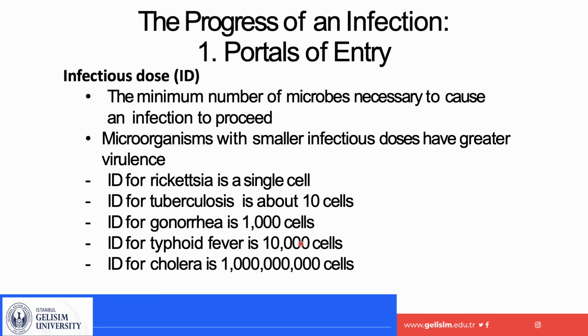So what they're trying to tell you is this: microorganisms that require a smaller infectious dose are much more virulent. They can cause disease much faster, right? So these guys are really nasty, really bad. These guys are not that bad, right? You need to get lots of them before you can start to get sick from them. So they're weaker, and these are much stronger.